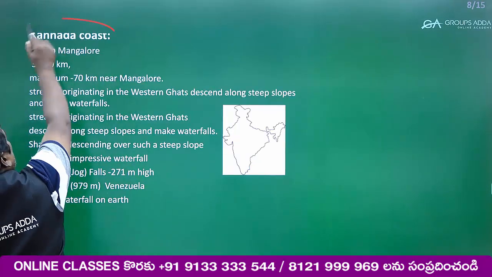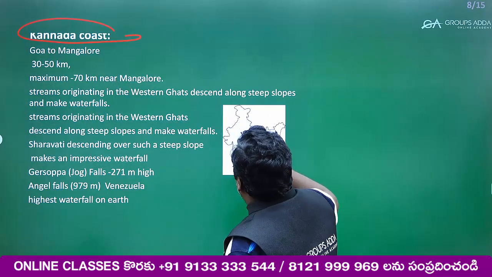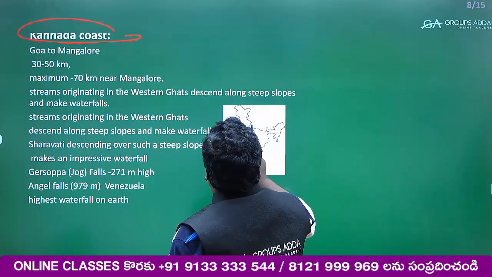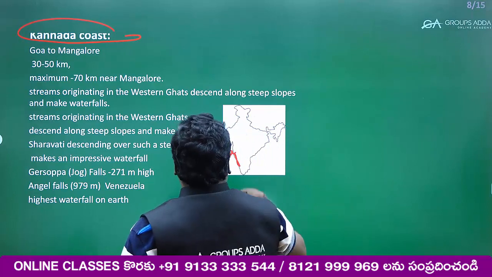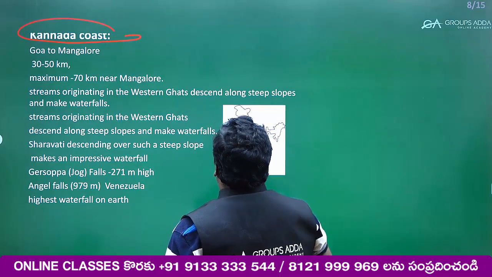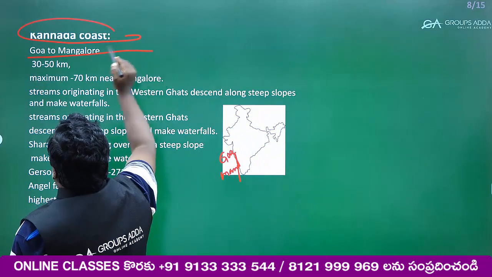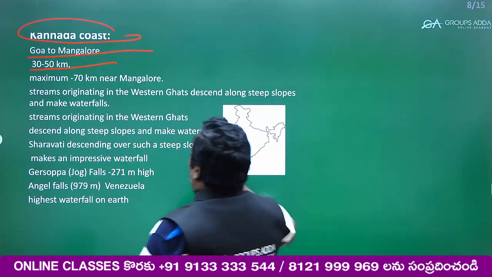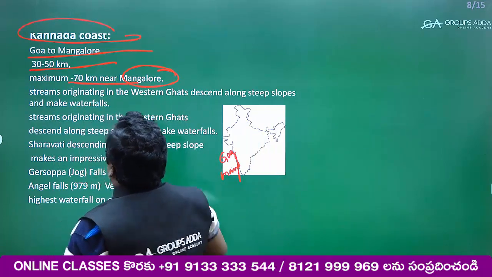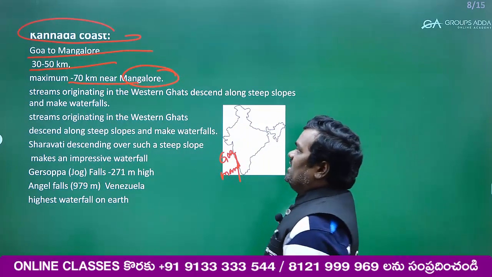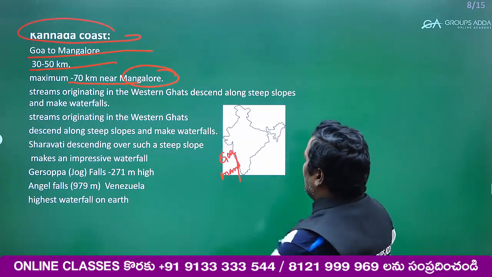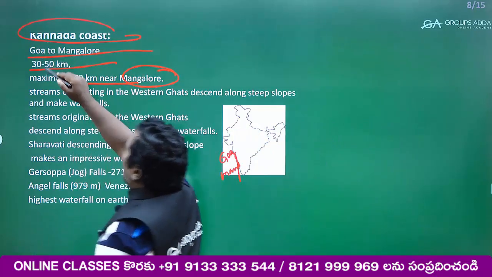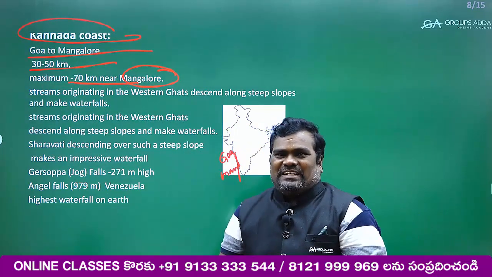Then Kannada coast. Yes, Kannada coast. From Goa to Mangalore. Okay, width will be around 30 to 50 kilometers. And if you go to Mangalore, the width will be maximum 70 kilometers. Isn't it? Then my dear friends, see here, between these two, Goa and Mangalore, in this Kannada coast, what is happening?